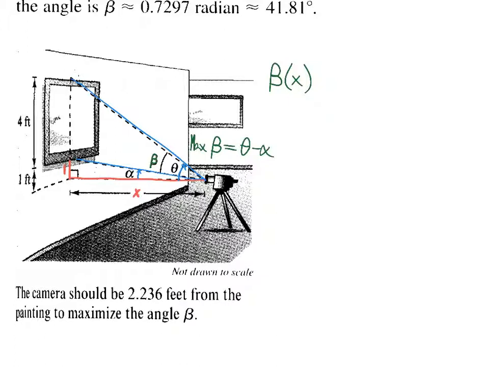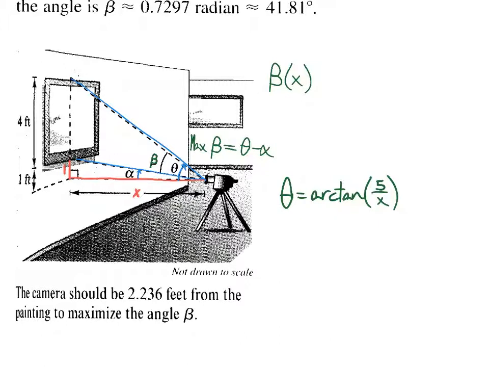So what's any relationship that you can see, some kind of an equation that you can write down? Theta equals arctangent 5 over x. Okay, theta is the arctangent of 5 over x. That'll work because the opposite is the full 5 feet, the adjacent is x, so that'll work, okay?